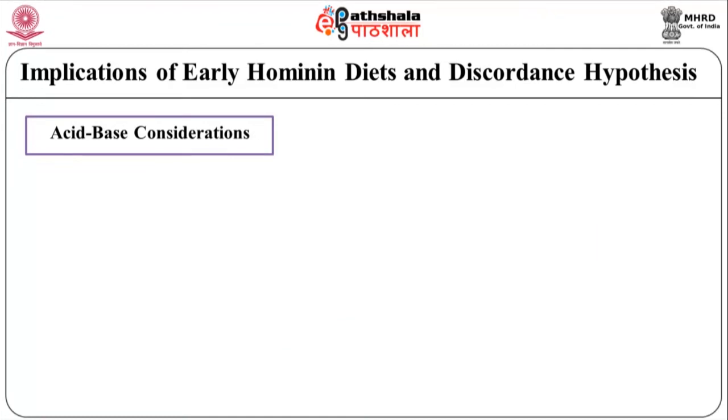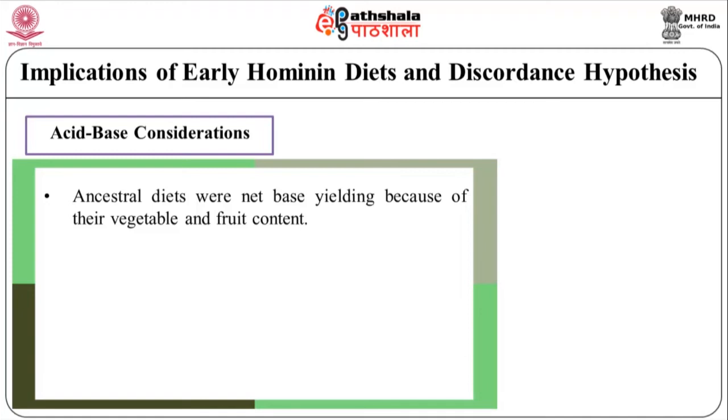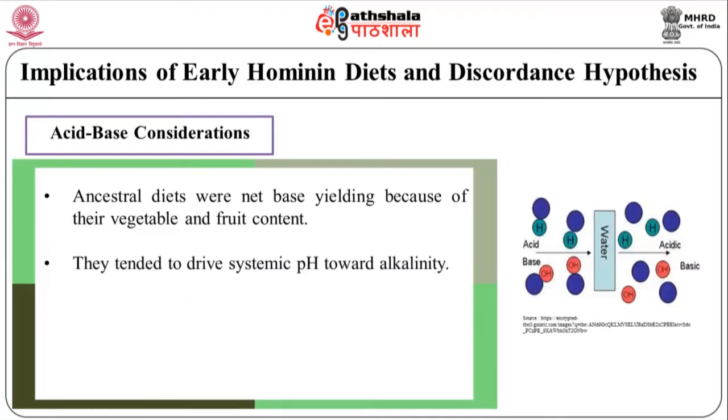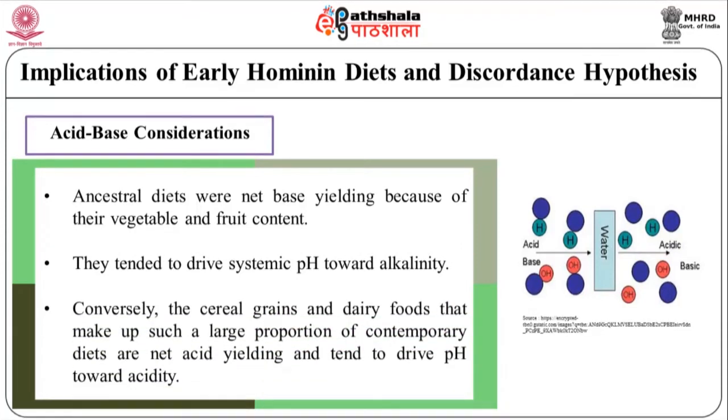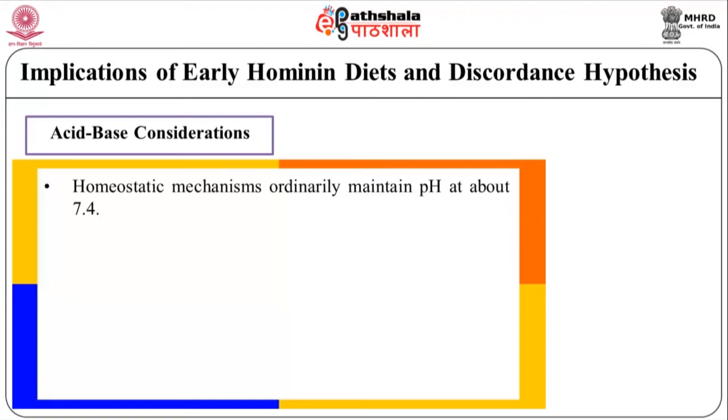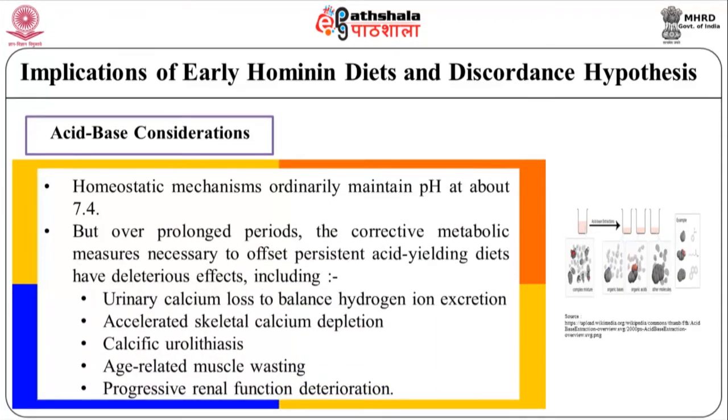The acid-base considerations. Ancestral diets were net base-yielding because of their vegetable and fruit content. They tended to drive systemic pH towards alkalinity. Conversely, the cereal grains and dairy foods that make up such a large proportion of contemporary diets are net acid-yielding and tend to drive pH towards acidity. Homeostatic mechanisms ordinarily maintain pH at about 7.4, but over prolonged periods, the corrective metabolic measures necessary to offset persistent acid-yielding diets have deleterious effects, including urinary calcium loss to balance hydrogen-ion excretion, accelerated skeletal calcium depletion, calcific urolithiasis, age-related muscle wasting, and progressive renal function deterioration.